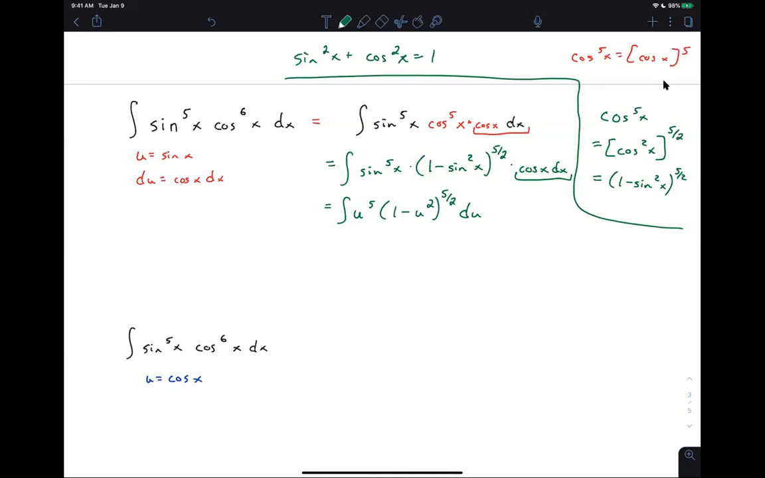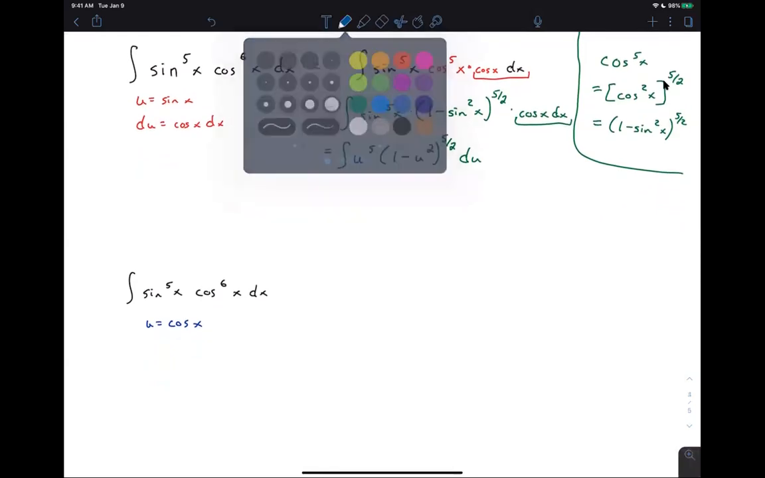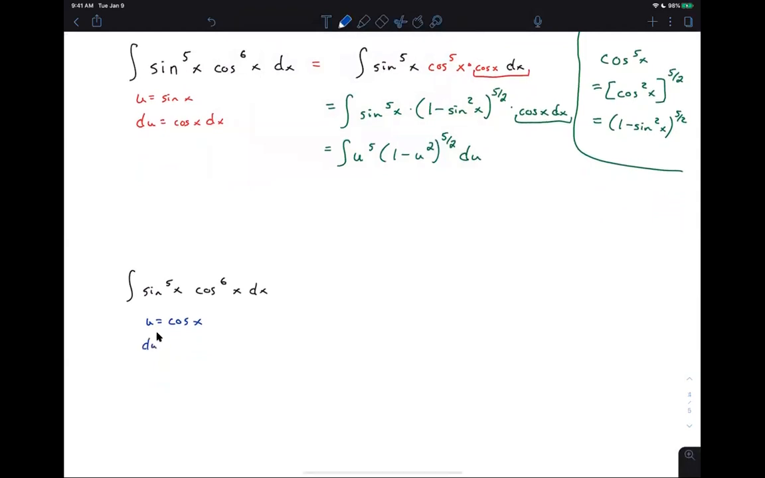Okay, now I want to stop with this approach for a minute and go down and do the same thing to this other approach. So I'm going to get us started on it, but then I want you guys to get it to this form, and then we're going to talk about which approach is better. So if u is cosine, du is negative sine x dx. So we're going to split off one factor of sine for the du. So how many factors of sine are left if I split off one of them for the du? What do you guys think? 4.